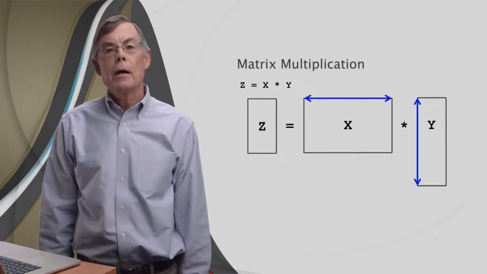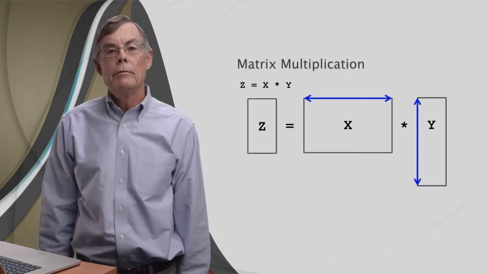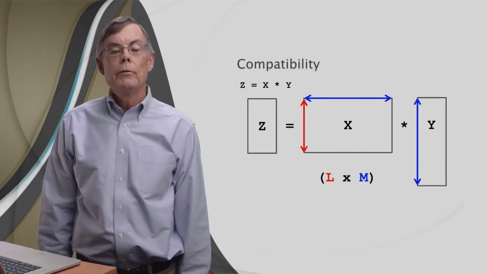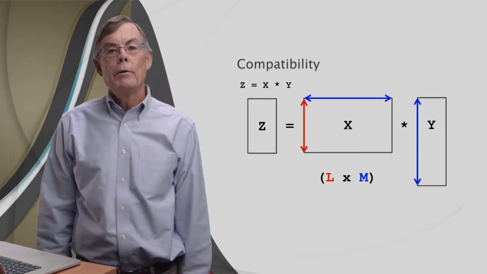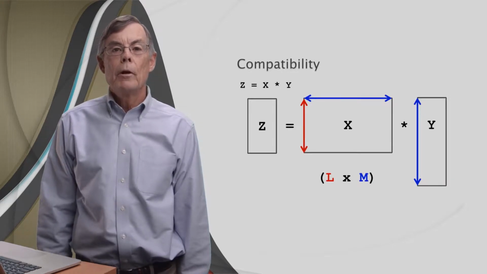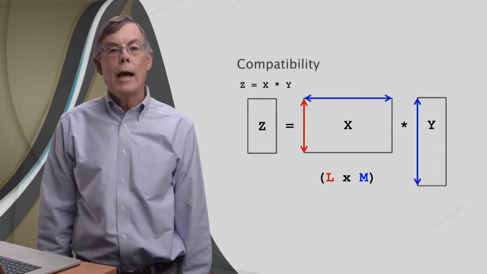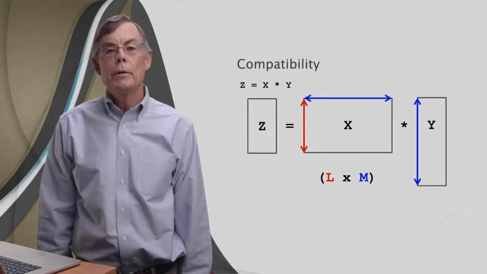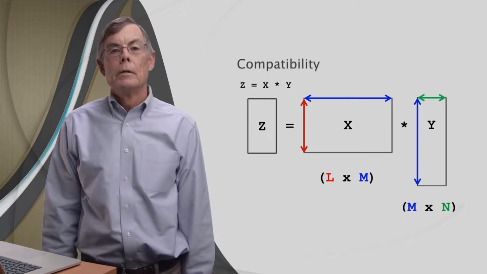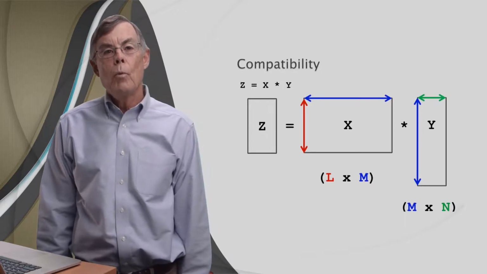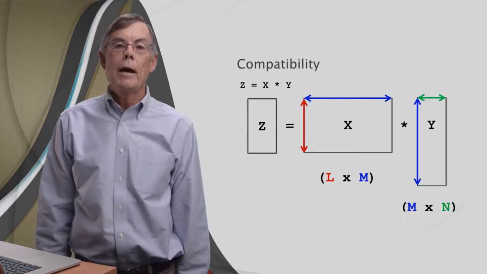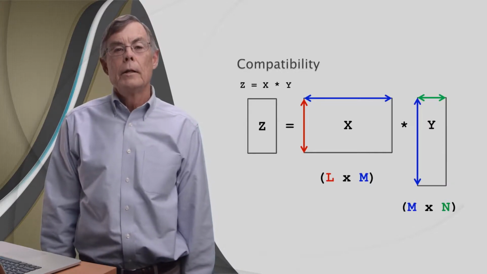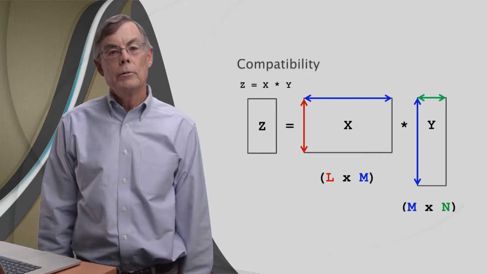Let's move our schematic up a little bit to make room to write out their dimensions. And there are x's dimensions. And we've color-coded them to make it easy to see that the number of rows, L, is the height of x, and the number of columns, M, is its width. Similarly, we show the dimensions of y and color-code them so it's obvious that the number of rows, M, of y, is its height, and the number of columns, N, is its width.